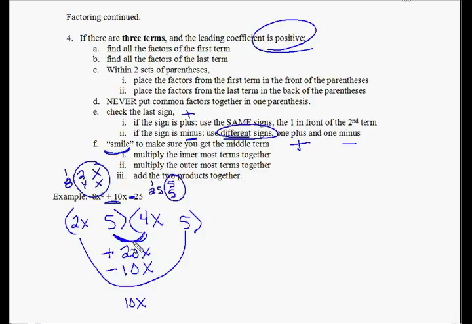The plus sign that came from the little smile goes in the first parenthesis, and the minus sign goes in the last parenthesis. So this is my factored answer: the original 8x squared plus 10x minus 25 will factor as 2x plus 5 times 4x minus 5.